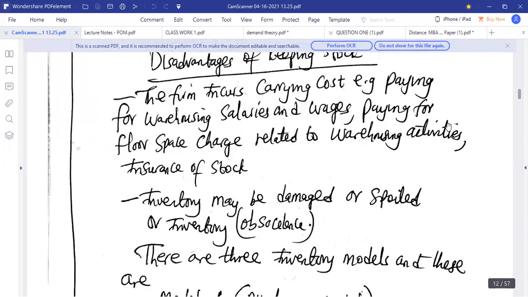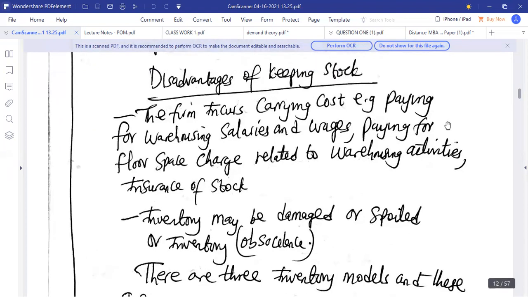And then inventory may be damaged. That's another disadvantage. Inventory may be damaged or spoiled. Or it can be stolen. Inventory may be stolen. Because when you are keeping stock, you need to pay for warehousing, and for those people who are managing stock, you need to pay them their salaries and wages because they are keeping your stock, they're managing your stock.